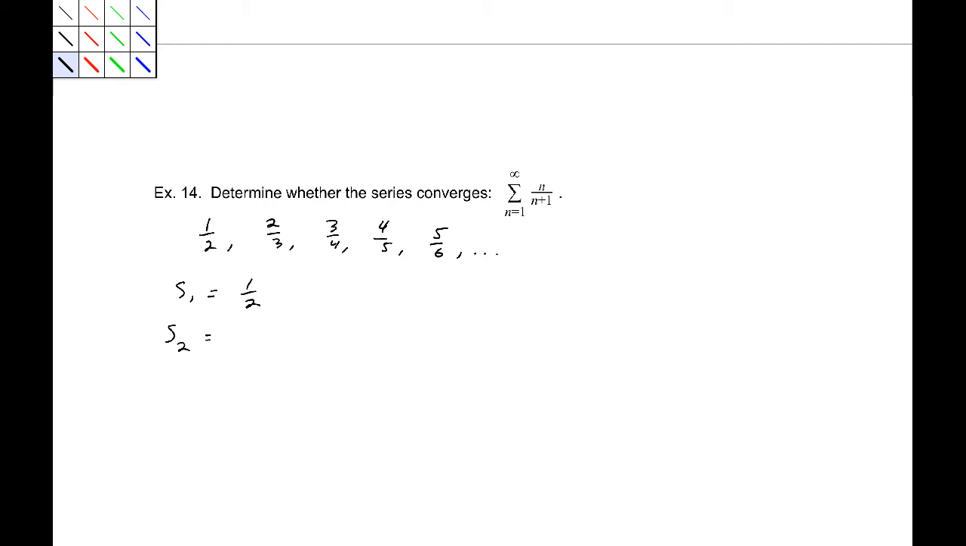So our S1 is 1/2. S2 is 1/2 plus 2/3, which is approximately 1.16. S3 would be 1/2 plus 2/3 plus 3/4, which is approximately 1.916. S4 would be 1/2 plus 2/3 plus 3/4 plus 4/5, which is approximately 2.716.